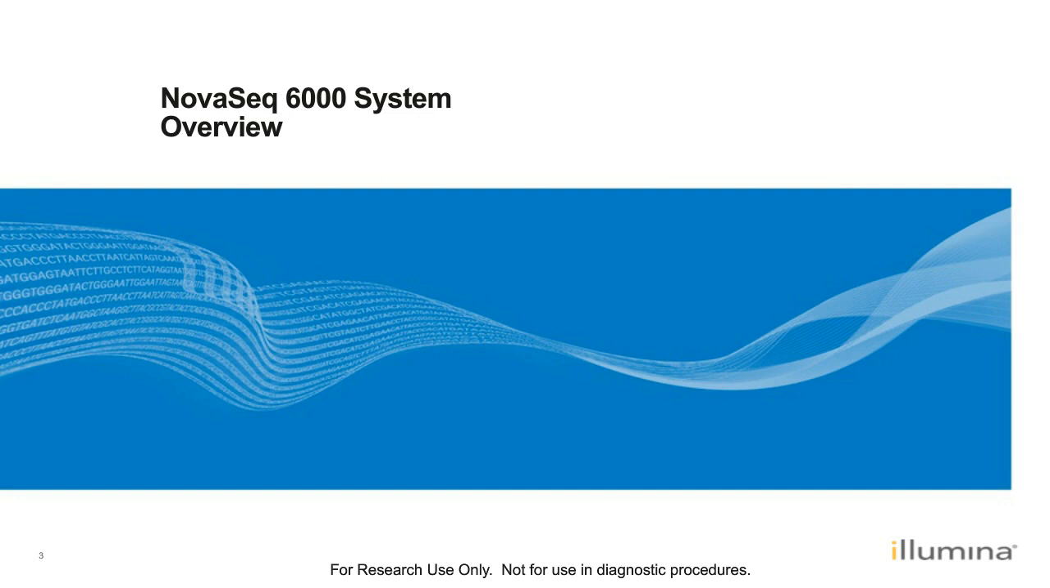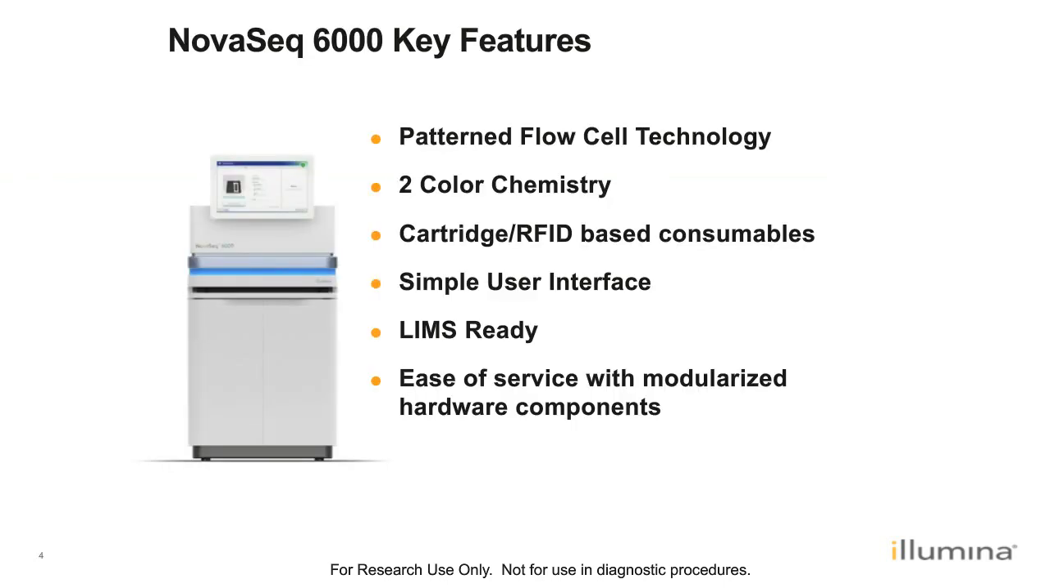So on to the NovaSeq 6000 system. The NovaSeq uses patterned flow cells, which were introduced on the HiSeq X and are now used on the HiSeq 4000, iSeq 100, and NextSeq 2000 systems. The instrument utilizes two-channel SBS chemistry, which will be familiar to those of you that have a NextSeq platform, and it's also utilized on the MiniSeq as well.